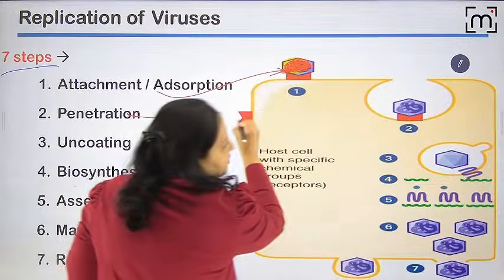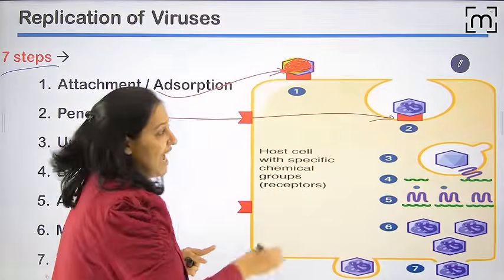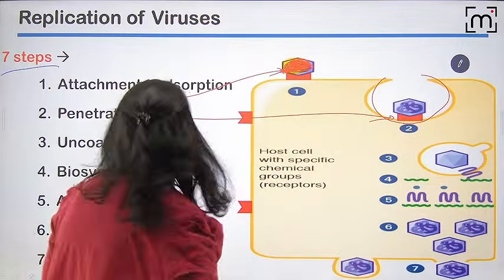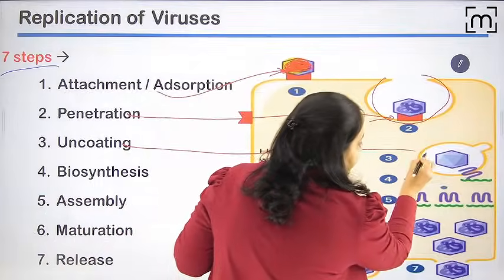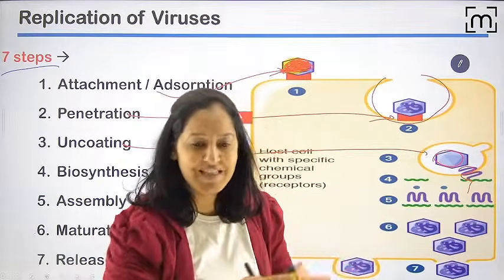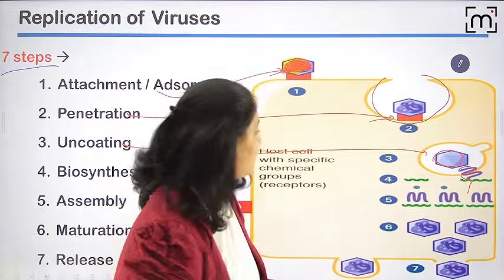Second step is penetration. Appreciate the virus is penetrating with the help of endocytosis. It is making an envelope and penetrating. The third is uncoating. After that, the capsid will separate, nucleic acid will separate. This is known as uncoating, the separation of the capsid and nucleic acid.